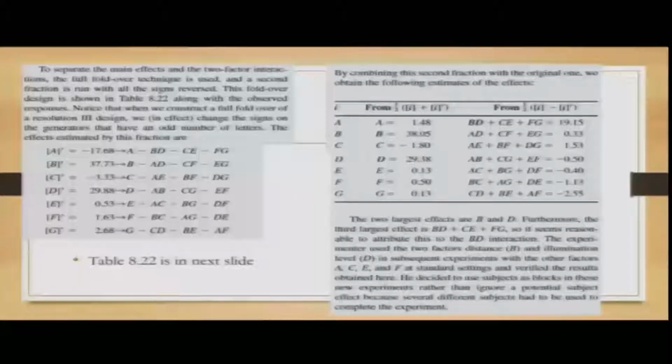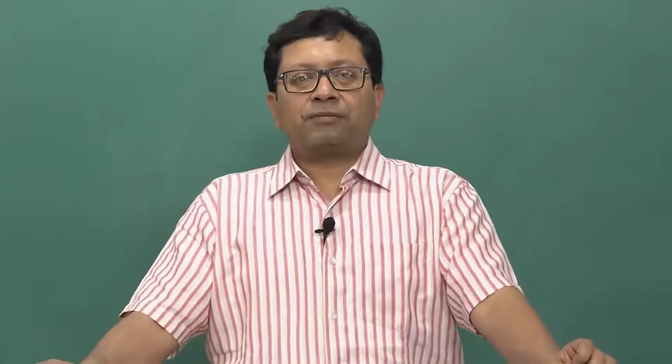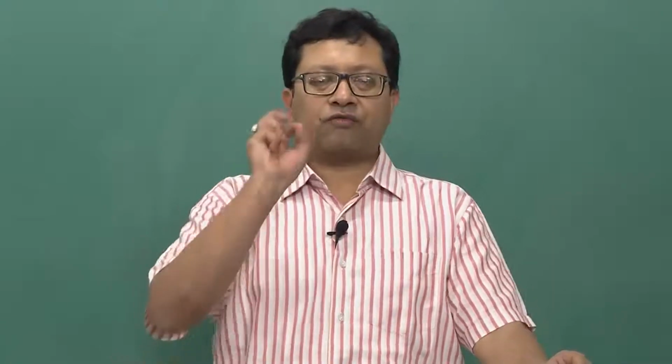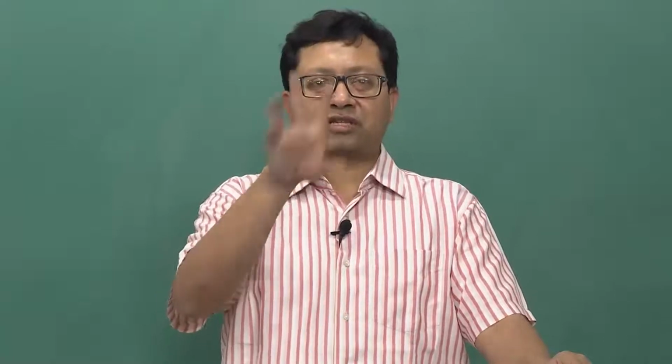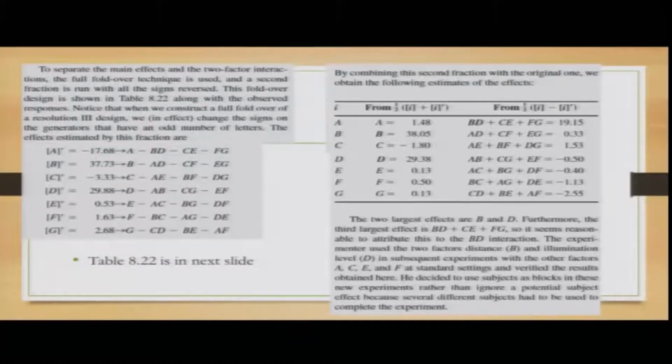Notice that when we construct a full fold over of the resolution 3 design, we in effect change the signs on the generators that have an odd number of effects, and then you do it for the even number. The effects estimated for these fractions depend on the resolution of the problem, like for the eye resolution with an optometrist or ophthalmologist: how far the object is, what is the size of the object, and so forth. So, we get the values of the combined factors which we will mention as A prime till G prime.